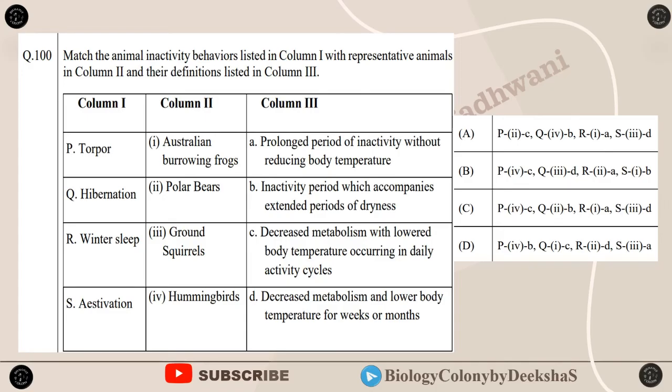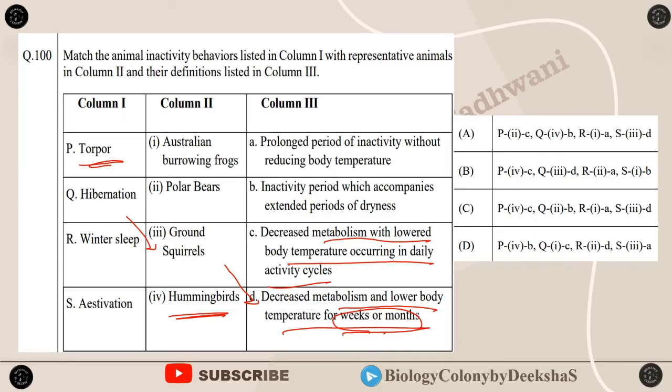Match the animal inactivity behaviors listed in column 1 with representative animals in column 2 and the definitions listed in column 3. So in column 1, torpor is shown by hummingbirds and it is the decreased metabolism with lowered body temperature occurring in daily activity cycles. Then we have hibernation. Hibernation is shown by ground squirrels and it is the decreased metabolism and lower body temperature for weeks or months. In winters, squirrels perform hibernation.